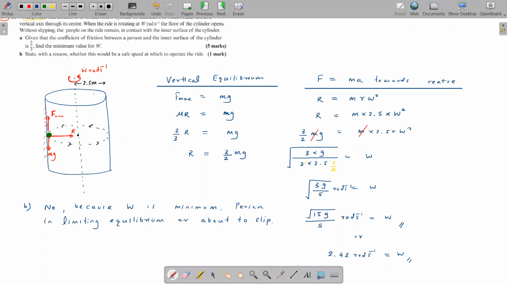And you can write that if the speed reduces, the person slips. I think this reason is enough. Shall we move on then?